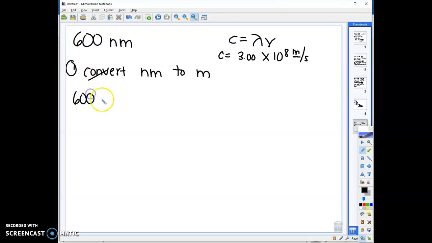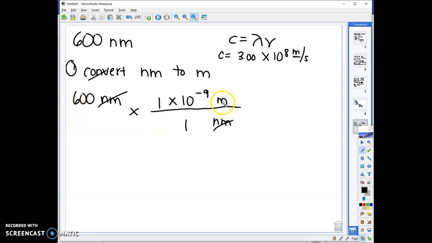But again, anytime I perform any calculations or do any conversions, I always want to start with what I'm given. So I have 600 nanometers. And so I'm going to put nanometers on the bottom and meters on the top so that my nanometers can cancel. And I know that 1 nanometer is equal to 1 times 10 to the negative 9 meters.